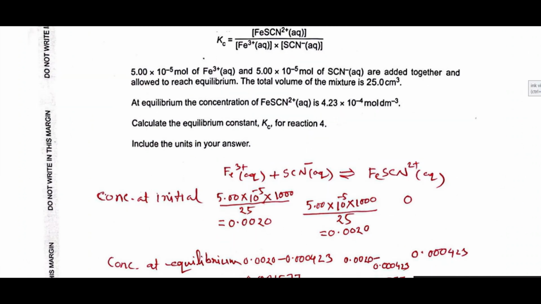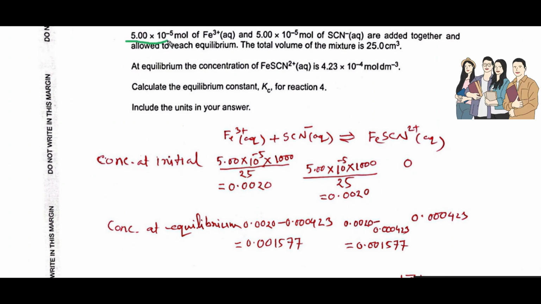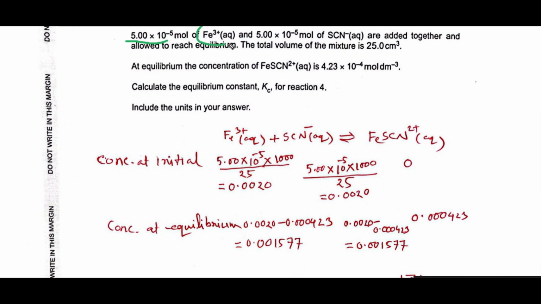Next, 5 times 10 to the power minus 5 mole of iron 3 ion and a given mole of thiocyanate ion are added together and allowed to reach equilibrium. The total volume of the mixture is 25 cm³. So the iron 3 ion mole is given, the thiocyanate mole is given, and the volume is given as 25 cm³.